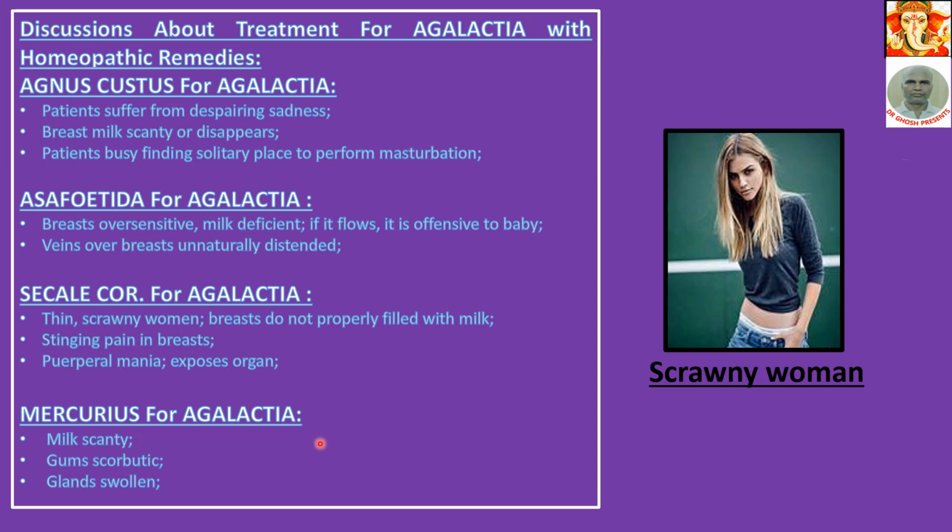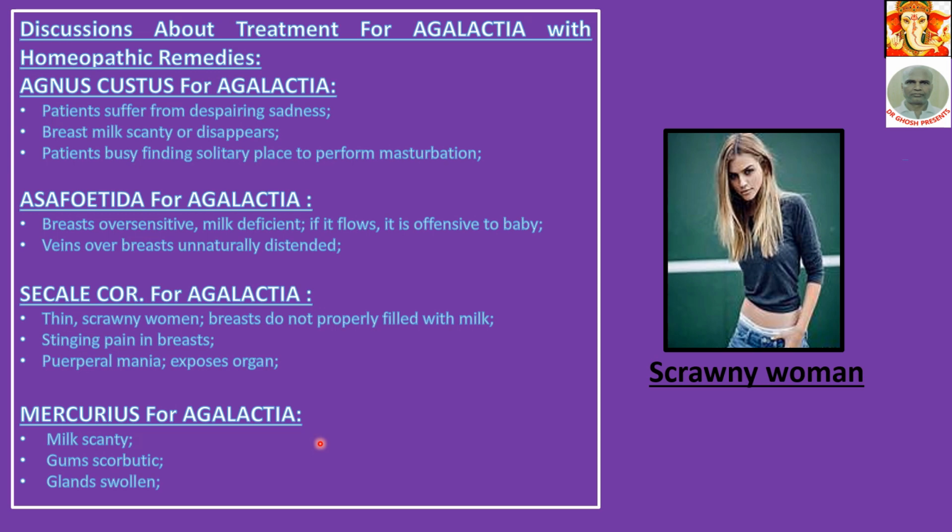Secale cornutum for Agalactia. Thin, scrawny women. Look at the picture on the right hand side. Scrawny women. Breasts do not properly fill with milk. Stinging pain in breasts. Puerperal mania exposes organ. That is, out of mania, she exposes her organ. This is maniacal phase. It is also quite natural and normal.